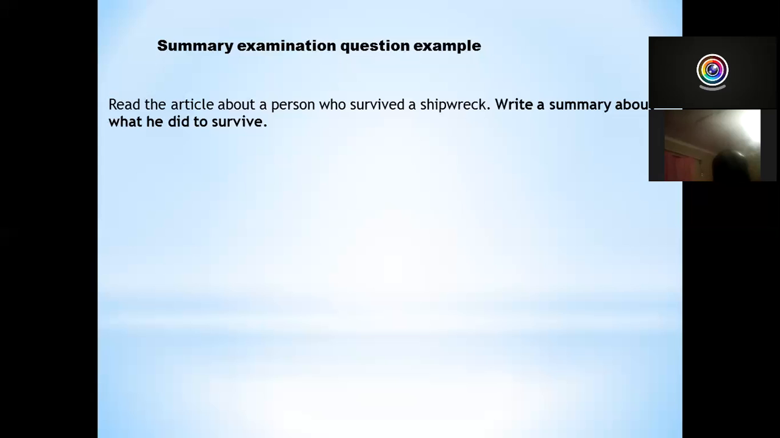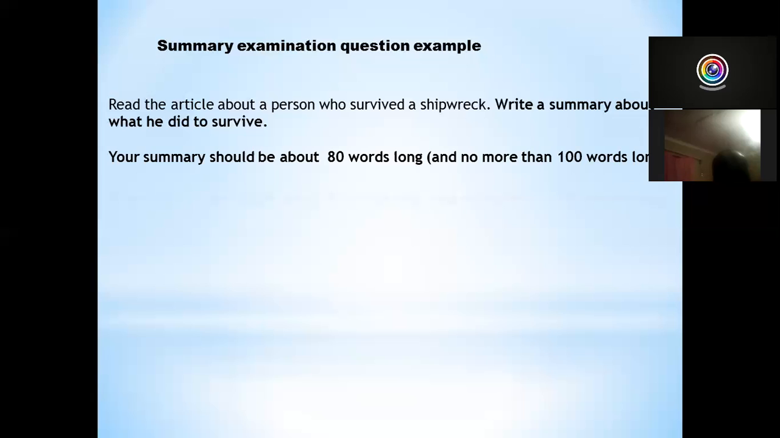So you'll be given a passage, and on that passage you are expected to write a summary. In this example, the passage is all about a shipwreck, and in that passage you are supposed to summarize it, writing about what he did to survive. Your summary should be about 80 words long and no more than 100 words long. This is for people who are doing extended. For those who are doing extended, normally it's 80 words up to 100 words.